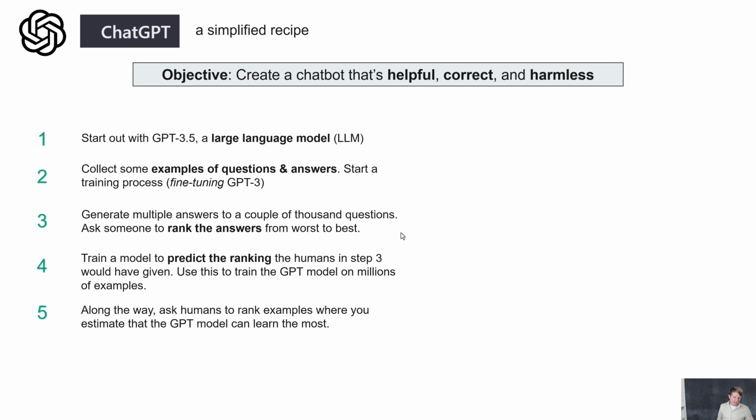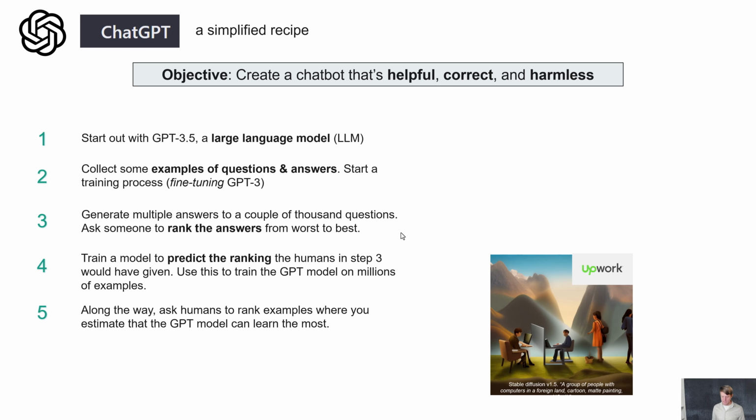So along the way, we can meet tricky examples. So we set up a way to find the questions and answers where the model will learn the most if humans rank the answers, right? And then we give those to the human raters as we go. And it was the same raters as before.